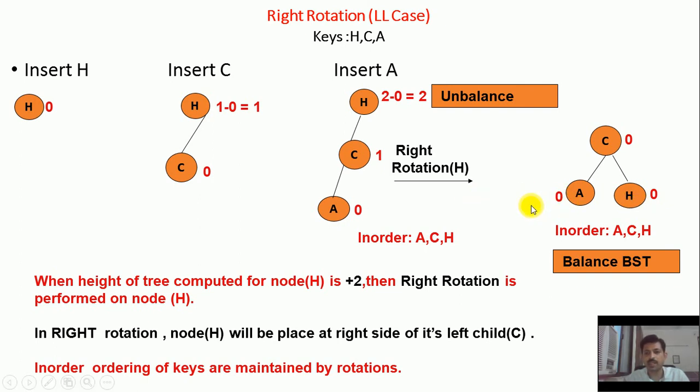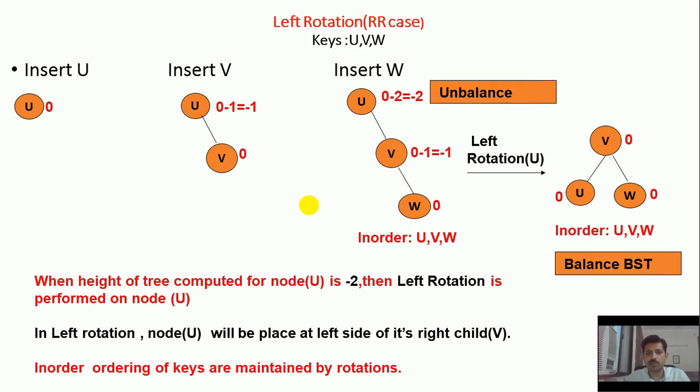Now we again compute the balance factor. Here the tree is balanced. So this is our right rotation, meaning the LL case, the left case, when the tree is unbalanced in the left for the left child. And in the next slide we will perform left rotation, meaning the RR case, the right case.